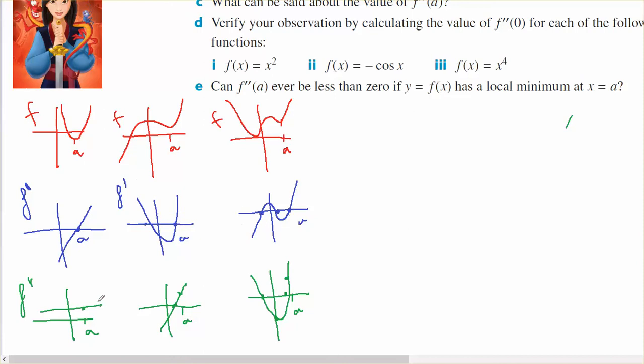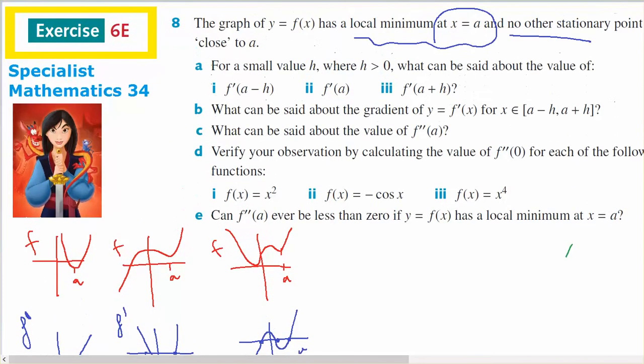And then the second derivative, this straight line will be a positive gradient, so it's up there. This straight line will be negative, 0, then positive, so it's going to be up there, and the same with this parabola. So what questions do we have in question number 8?